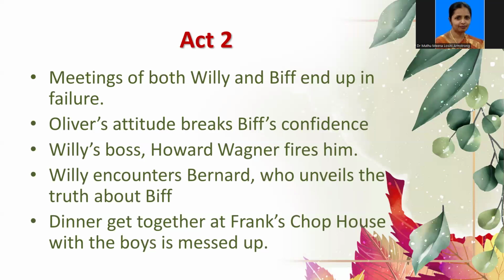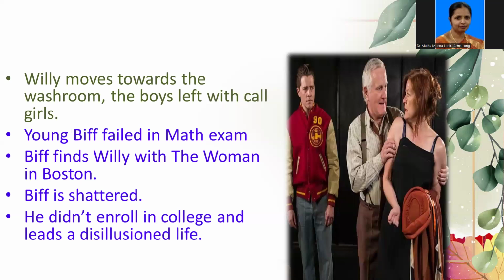So Willie encounters Bernard, who unveils the truth about Biff, that though he is an athlete and a soccer player, he cannot avoid, and situation put him in stealing. So the dinner get together at Frank's Chop House with the boys is also messed up because of that. Willie moves towards the washroom. The boys lived with all call girls in this slide. And young Biff failed in math exam once again.